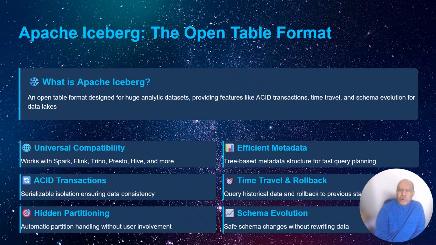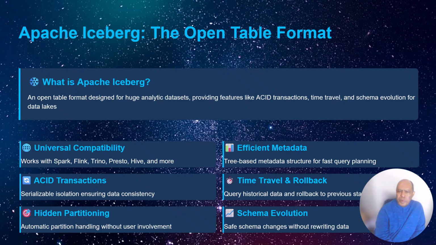So that is universal compatibility, and then you have efficient metadata. Iceberg uses a tree-based metadata structure that makes query planning extremely fast, even with billions of files. The traditional approach that uses file listing becomes impossibly slow at scale. Then, as I said before, you have ACID transactions. Iceberg provides serializable isolation for transactions. Multiple writers can modify a table simultaneously without conflict or corruption. This is critical for reliable data pipelines.